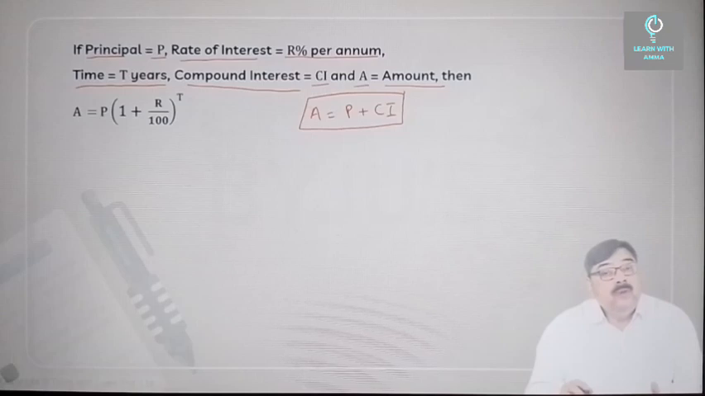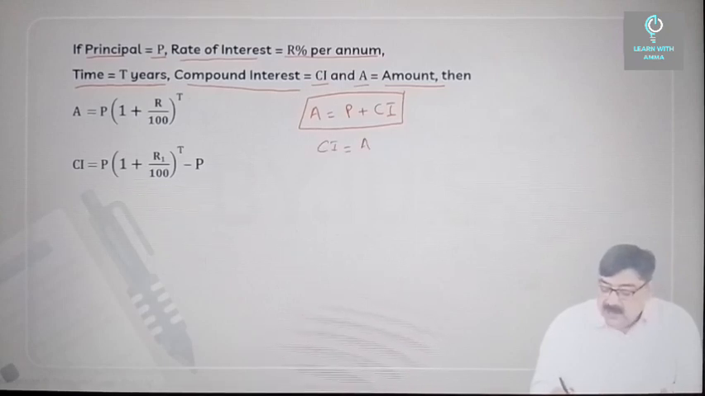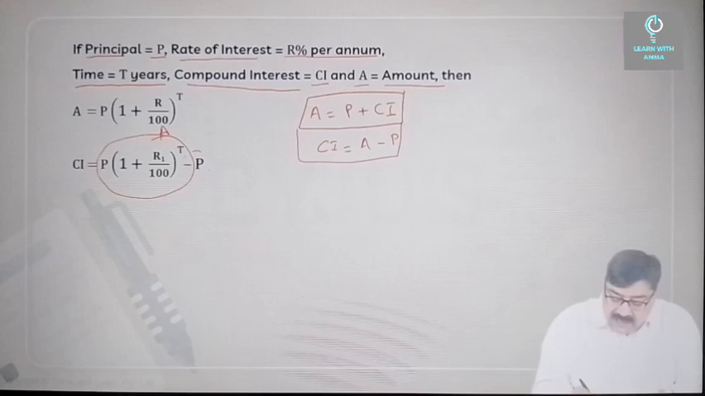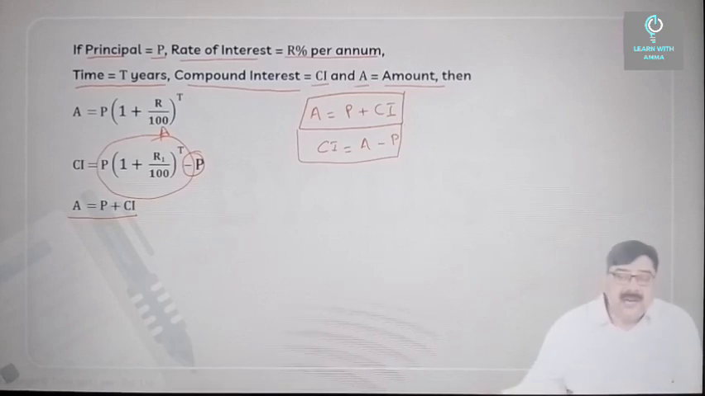Now, if you want to find out only compound interest, you just need to follow the procedure. That is, compound interest is amount minus principal. Now, this, as you see, is the amount. From this, we will deduct the principal to get the compound interest. As I had explained, amount is nothing but the sum of the principal amount and the compound interest earned over that.